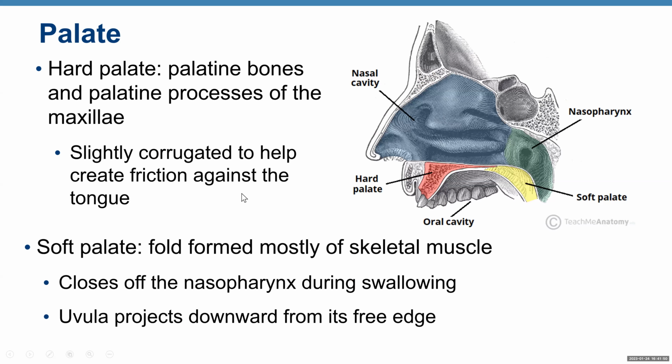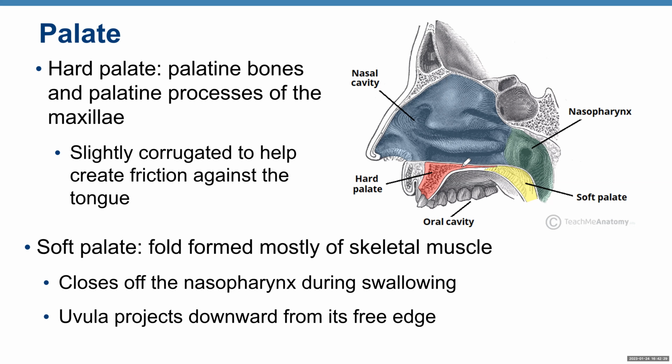So here's the palate that we just mentioned. Hard palate is made of palatine bones and palatine processes of the upper jaw, or maxilla. This is a mid-sagittal view, and what's colored here in red? This is part of the maxilla. So that's the palatine processes. And then, I think it's still red, the posterior part is the palatine bones. It's slightly corrugated to help create friction against the tongue.